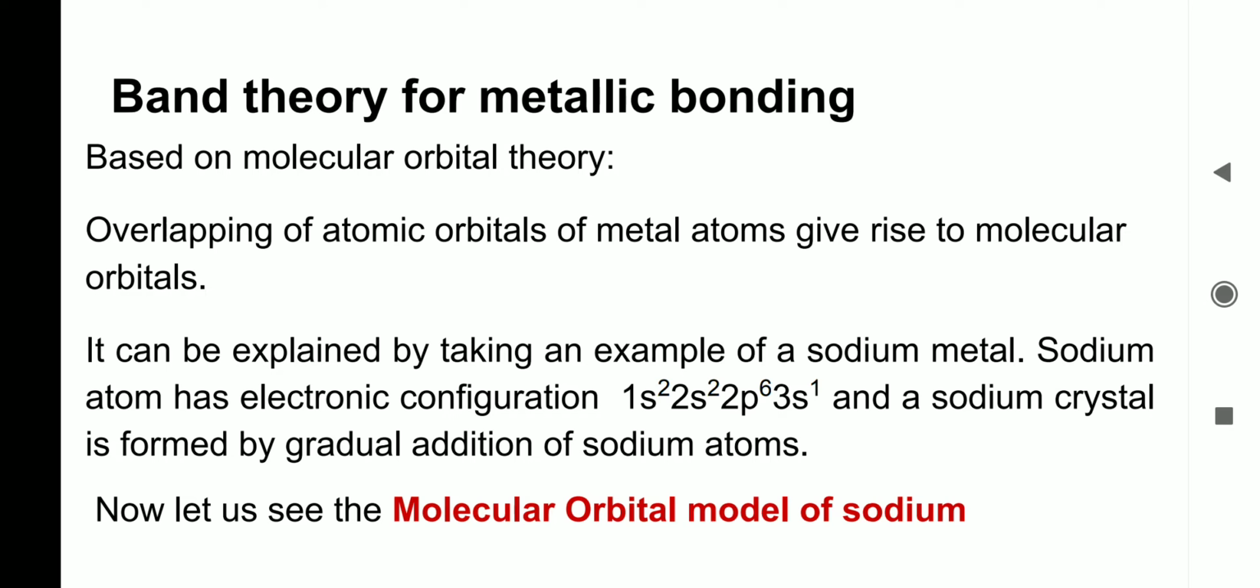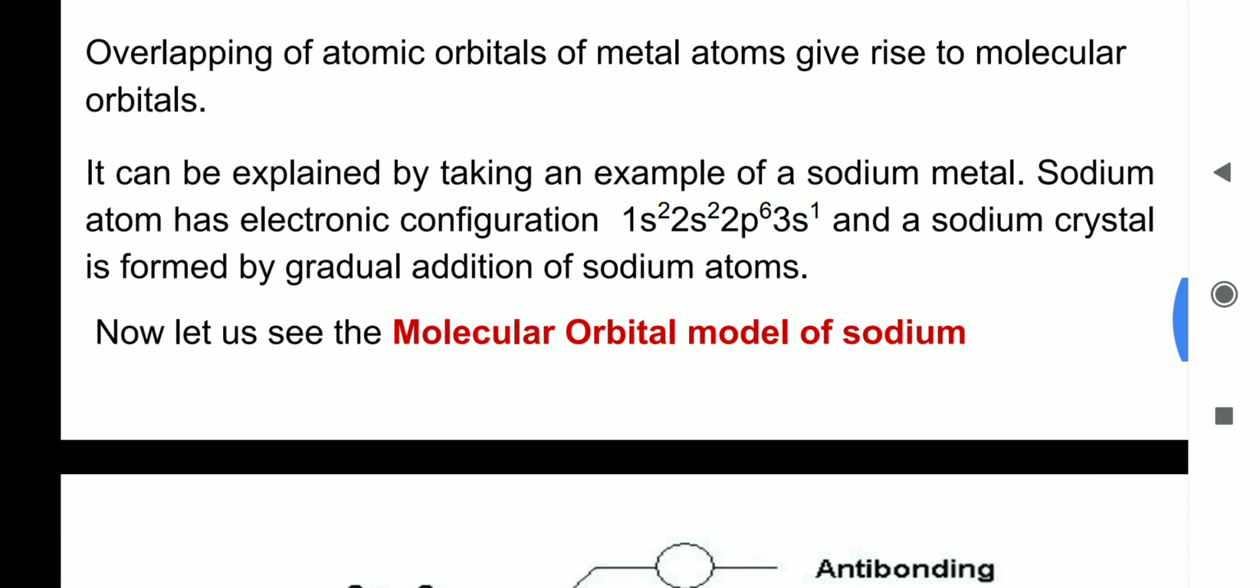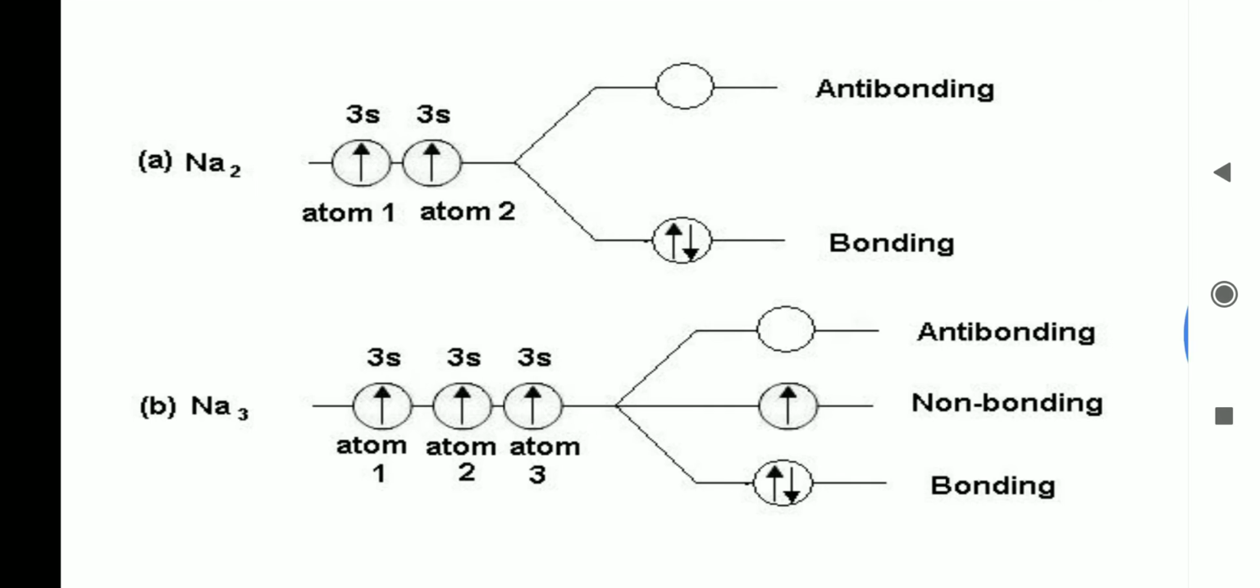The sodium crystal is formed by the gradual addition of n number of sodium atoms. Now we will see the molecular orbital model of sodium on the next slide. So in this figure, what we see in figure A is the combination of two sodium atoms, and starting from 2 atoms we'll go up to n atoms for forming the sodium crystal. Now let's start with the addition of 2 atoms.